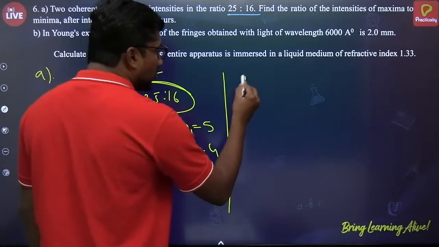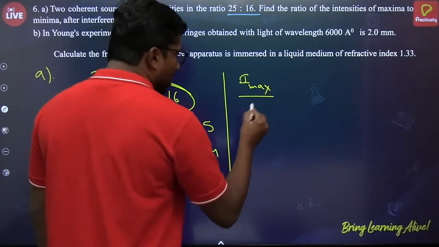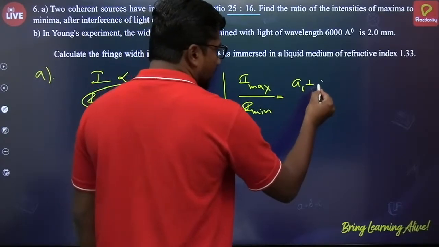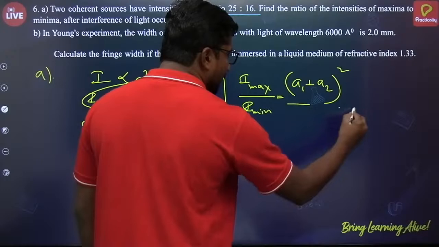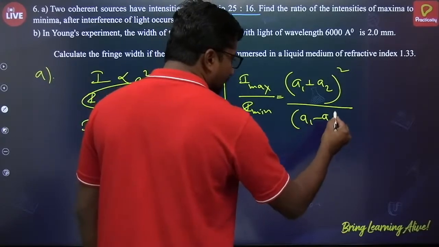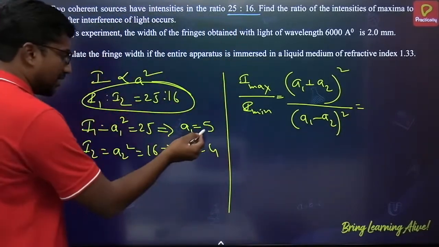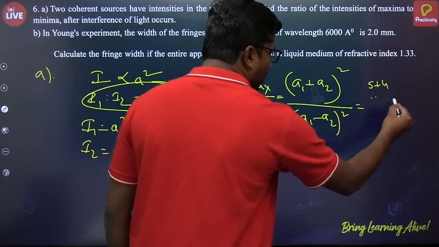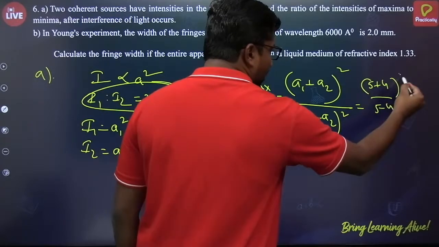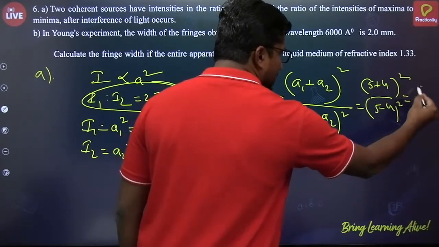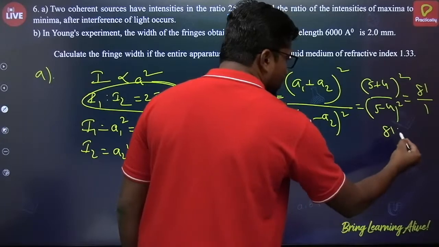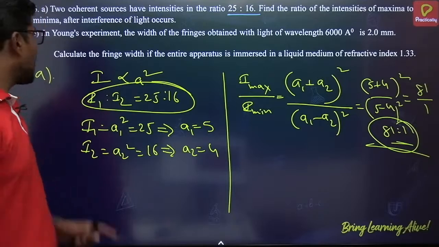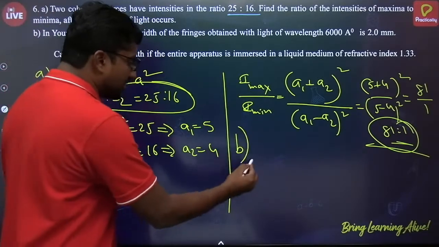I maxima to I minima is equal to, in terms of amplitude, (A1 plus A2) whole square divided by (A1 minus A2) whole square. Here A1 is 5, A2 is 4, so (5 plus 4) by (5 minus 4) whole square. 9 square by 1, that means 81 by 1. So 81:1 is the answer. Okay, that's how you can solve this question. And now the next question, B, here itself.